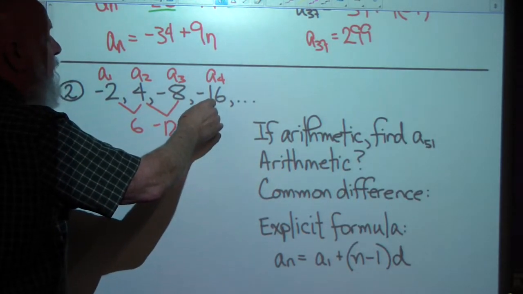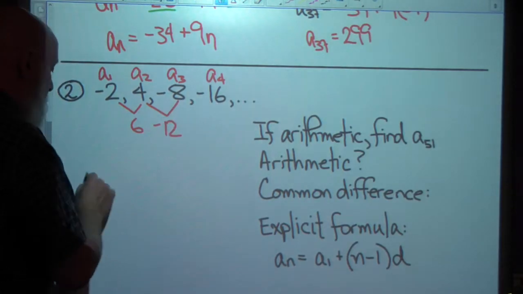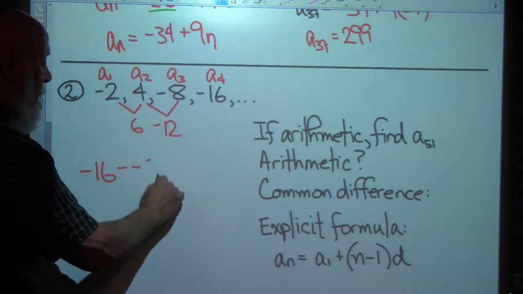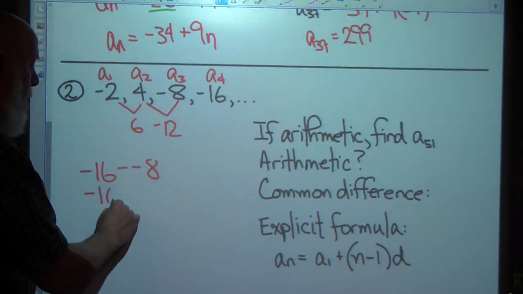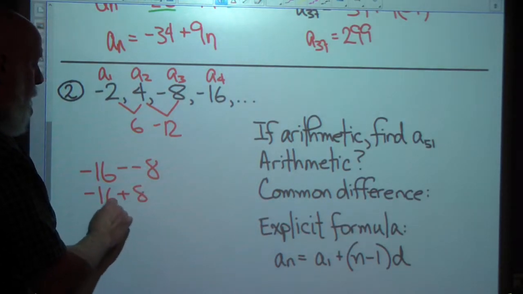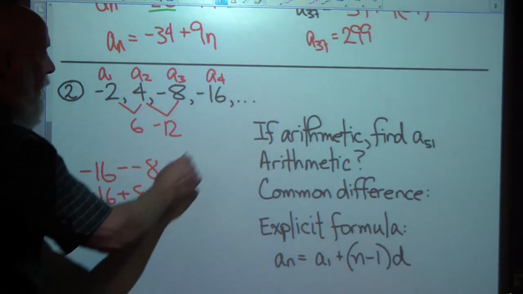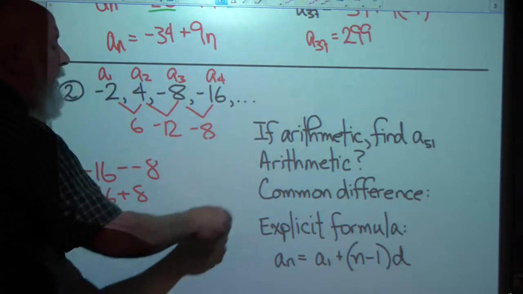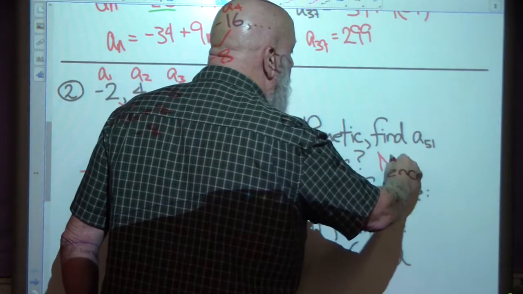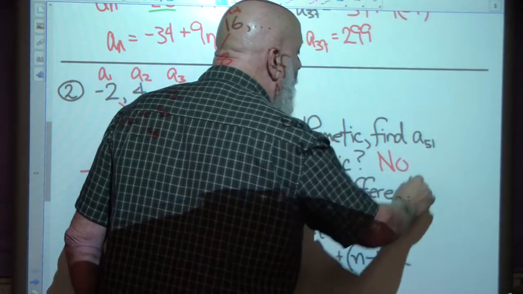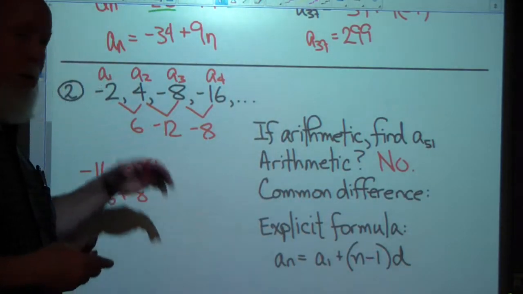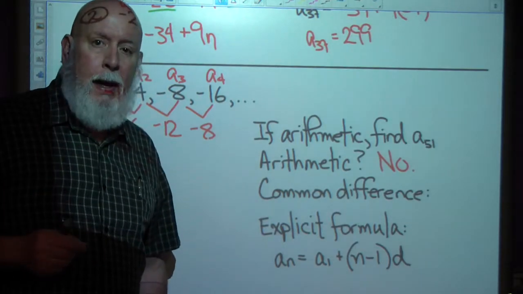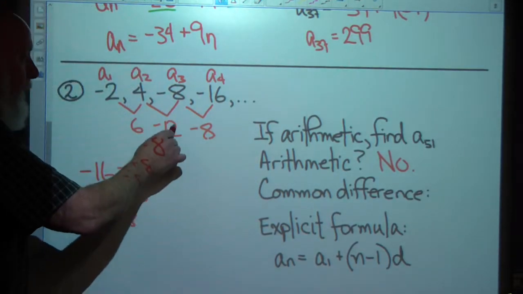I got negative 16 minus negative 8. That's negative 16 plus 8. Negative 16 plus 8 is negative 8. We can stop right there. Is it arithmetic? No. So if I was doing a multiple choice worksheet, I would look for the choice that says it's not arithmetic, because we don't have a common difference.